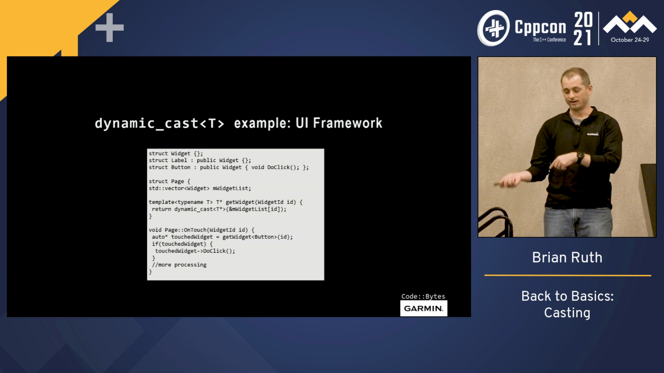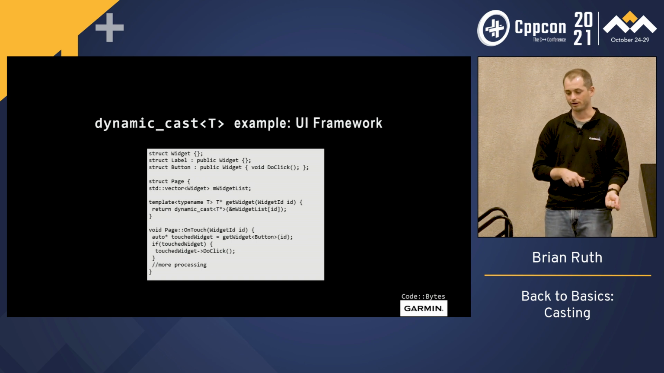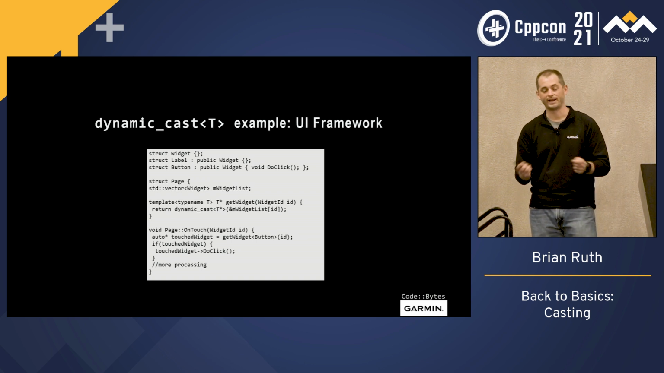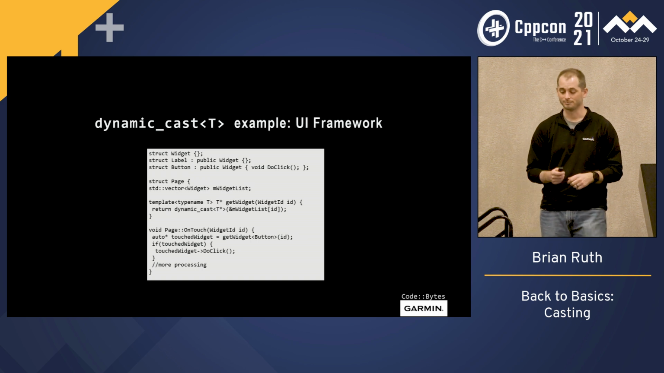So here we can call getWidget and check to see if it's a null pointer. If it is, then we just don't do anything. But if it isn't, we can call the click. So we can use the dynamic cast here to navigate that hierarchy.